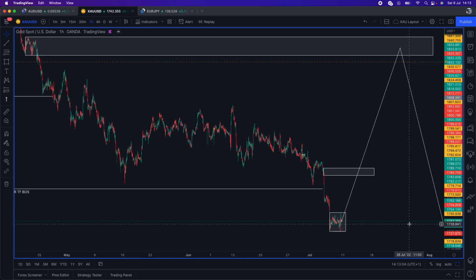Obviously ensure that you have as much confluence beforehand, so make sure that we are seeing some kind of bullish structure within this market, and we have the right boxes ticked in order to place those positions.